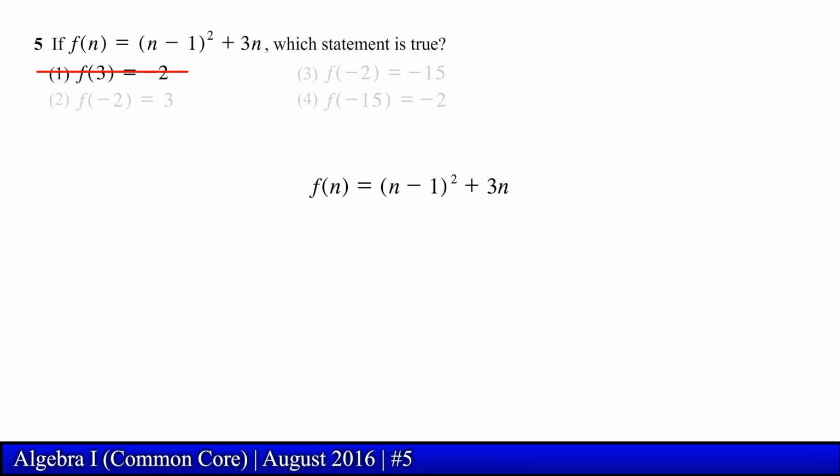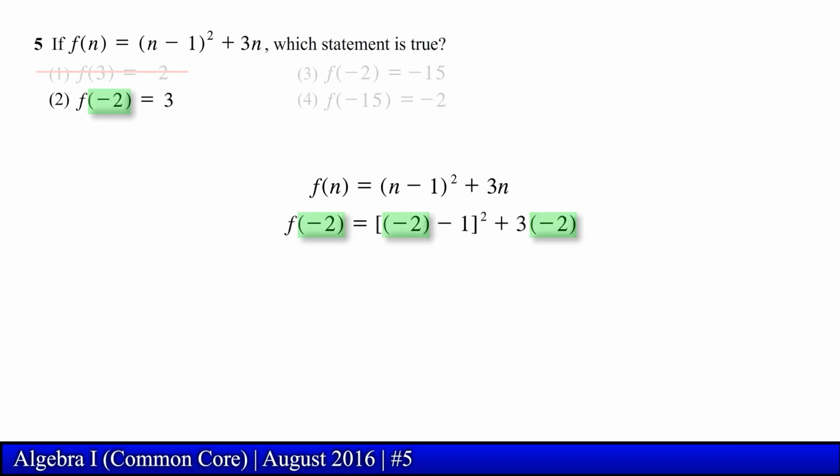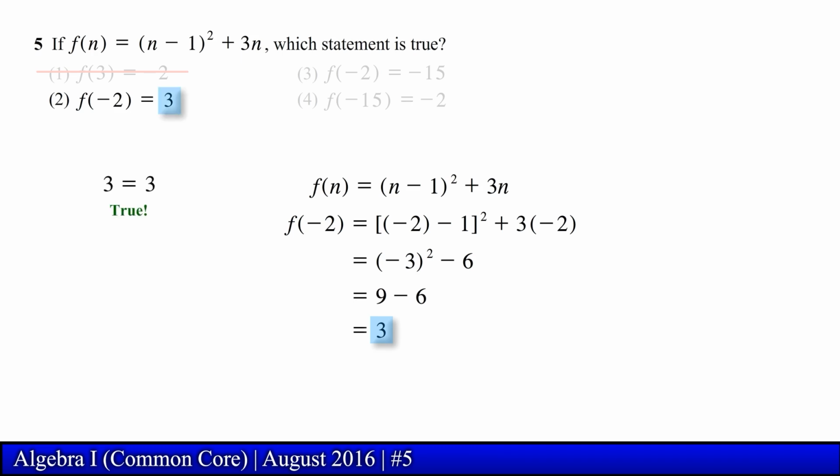Let's try the value of option 2. Here, we substitute the variable with -2, once again making sure we use parentheses when substituting the variable with -2. Simplifying the expression, we obtain the following output. Notice that this value matches the output of option 2. So we conclude that option 2 yields a true statement.